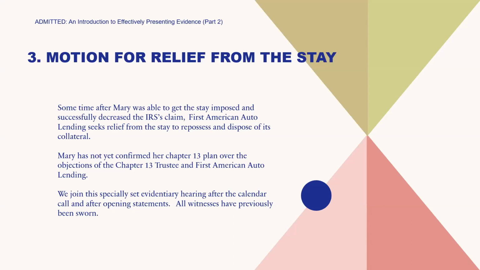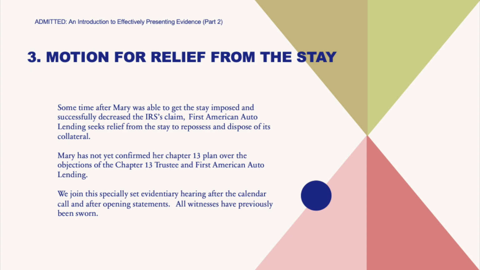Mary Debtor has not yet confirmed her Chapter 13 plan over the objections of the Chapter 13 trustee and First American Auto Lending. We joined this specially set evidentiary hearing after the calendar call and after opening statements. All witnesses have previously been sworn. And Mr. Bates is counsel for the movant now. Mr. Bates, you may begin.